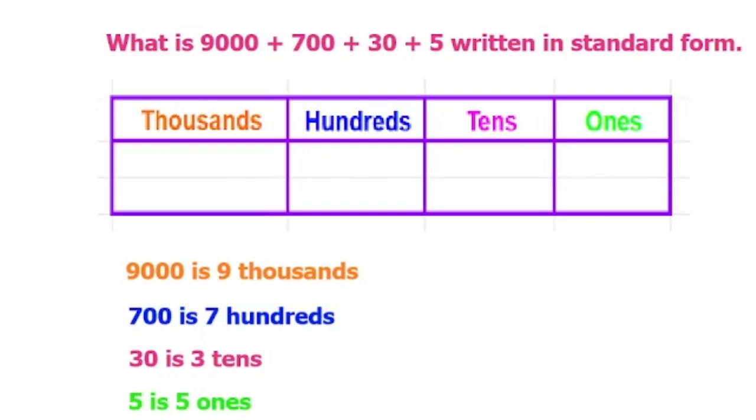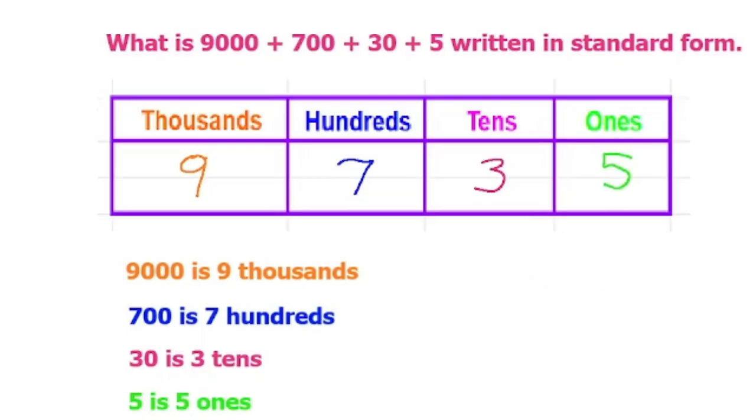So let's do that. The 9,000 goes here. So this is 9 thousands. Then 700 is 7 hundreds, so we just put a 7 here. And for 30, that's just 3 tens, so we just put 3 tens here. And for the ones, 5 is 5 ones, so we just put the 5 under the ones. So that's how the number looks in standard form.